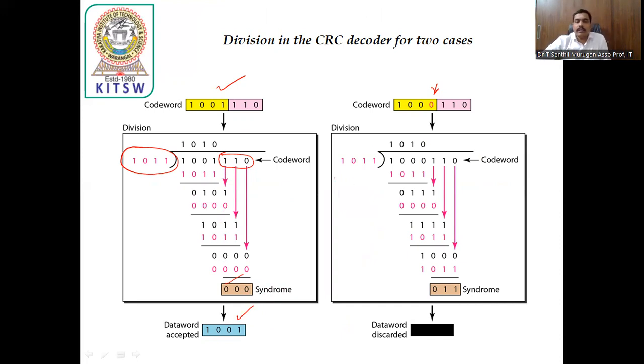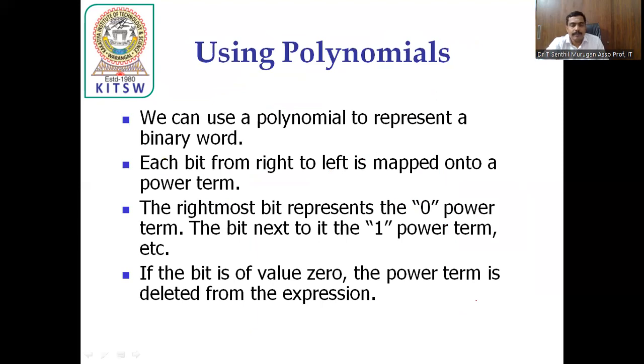If in case a bit is changed, for instance instead of 1 the bit is changed to 0, then apply the same divisor and the same division operation. Finally, we get 0 1 1. If it is not 0, then we can automatically identify that some error is there. So this data word is discarded and not accepted. This is the CRC method.